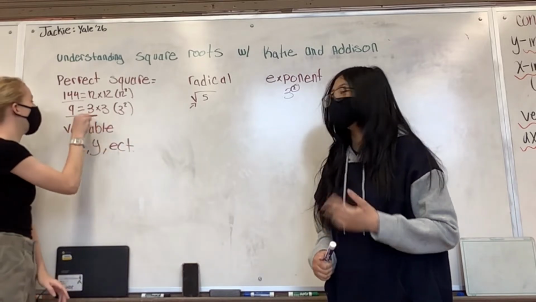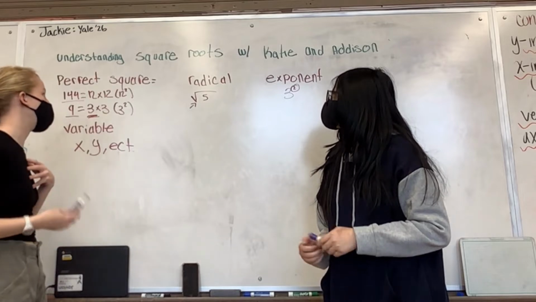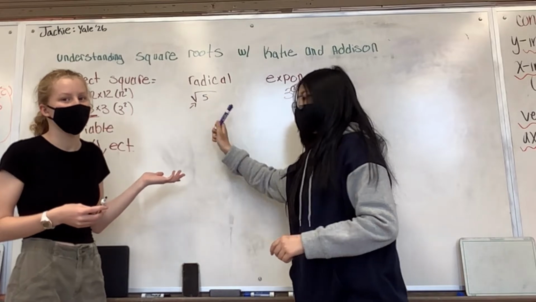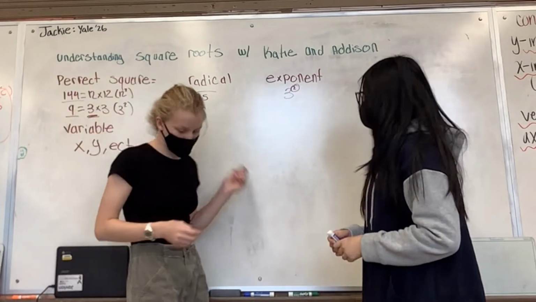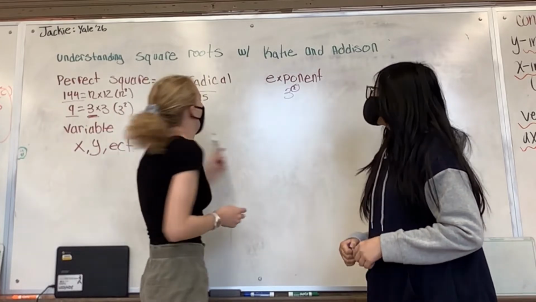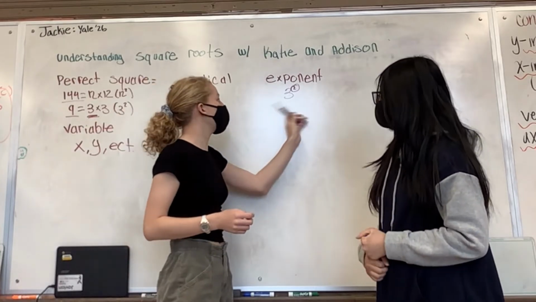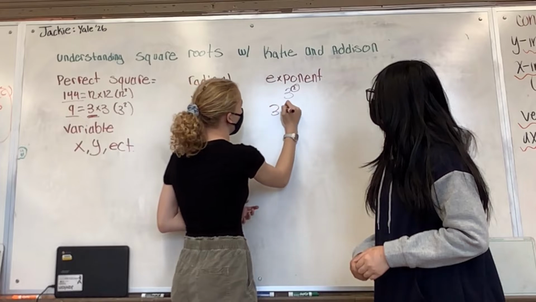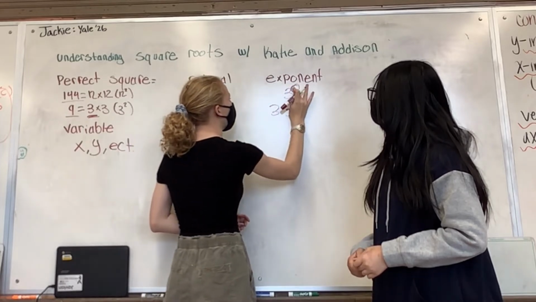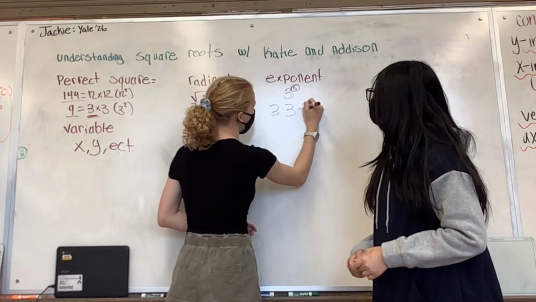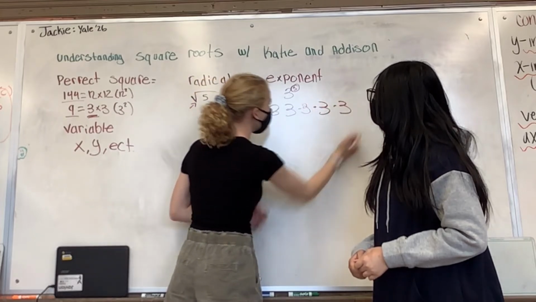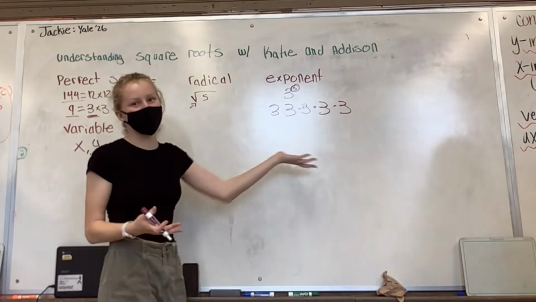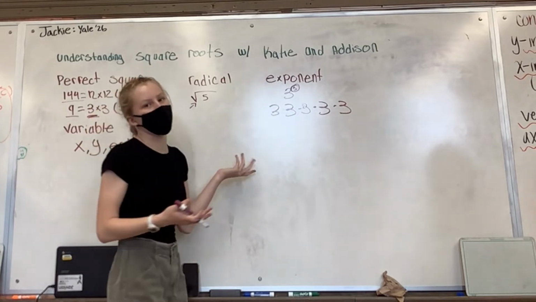And then you can also write this as 3 with the exponent. This is a radical. A radical is just a symbol, and the number goes inside. Exponent, which we just used: an exponent is the bigger number and the smaller number. So if we wanted to expand it, it would be 3 times 3. If this were a 5, it would be 3 times 3 times 3 times 3 times 3. So that is what an exponent is, just in shorter form.